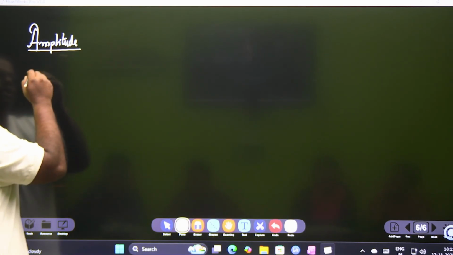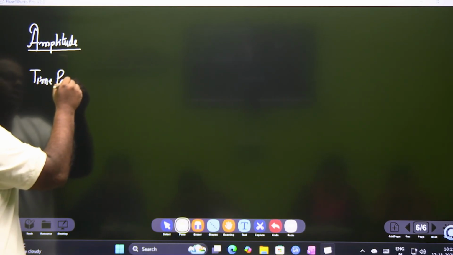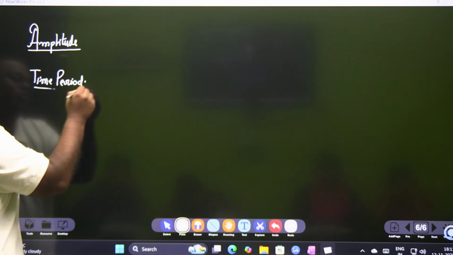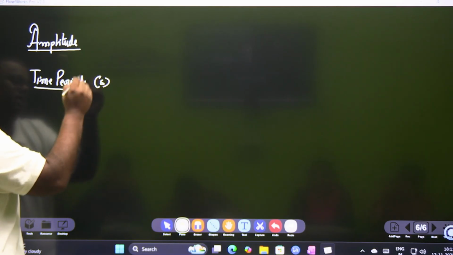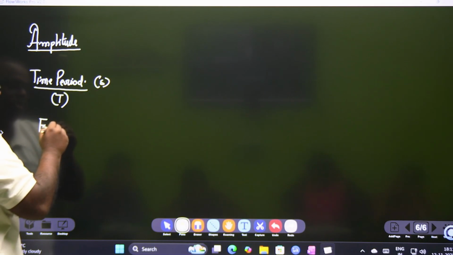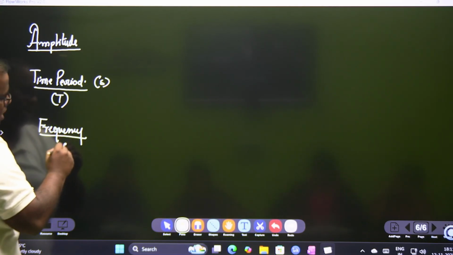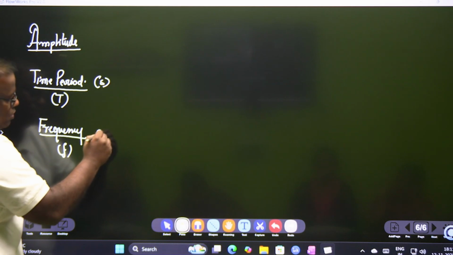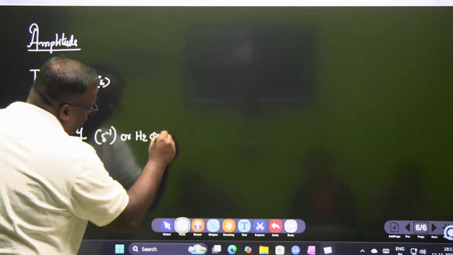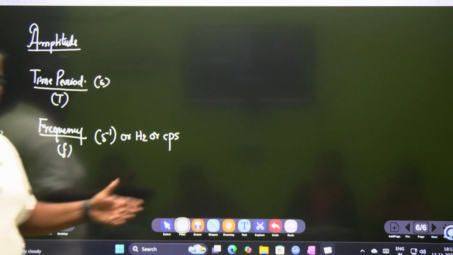Then comes the word time period. Time period. Time taken to complete one cycle will always be measured in seconds, denoted by T. Then comes the word frequency. Frequency is denoted by F. It will always be in second minus 1 because this is per second. Or we can also write hertz, or we can also write CPS. It tells you how many cycles in 1 second.